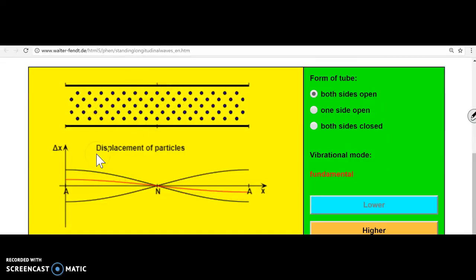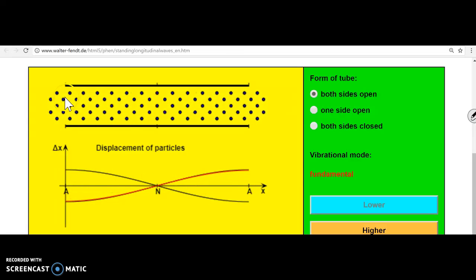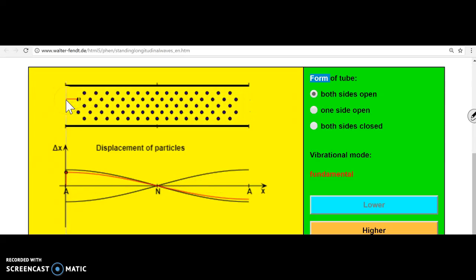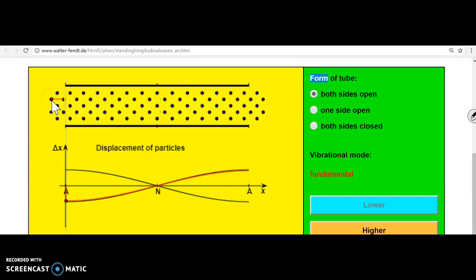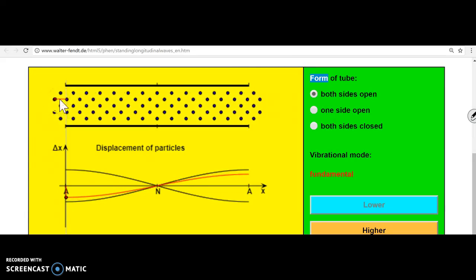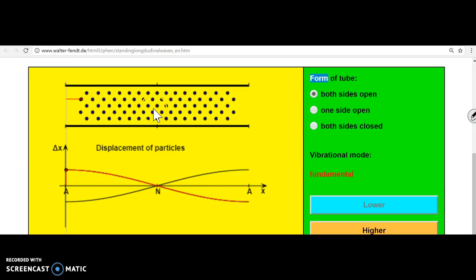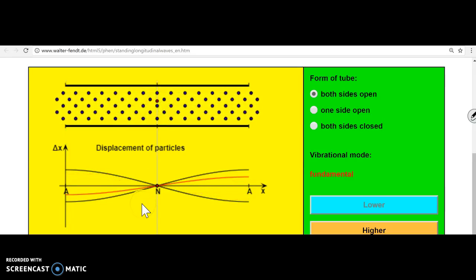This is the same picture, but now we can also see each particle's displacement. So if I inspect this particle all the way at the edge, right here, see how far to the right it is, and then it gets pushed really far to the left. This particle at the open end has maximum displacement, whereas this particle at the middle, it's not moving at all.